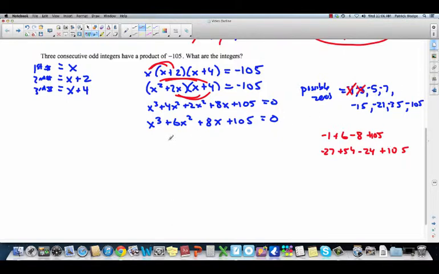Alright, please work soon. Negative 5. Negative 5 cubed is negative 125. Negative 5 squared is 25 times 6 is 150. This is looking better. Negative 5 times 8 is negative 40 plus 105. We got 165 negative and 255. No, we're not there yet. This is annoying, is it not?